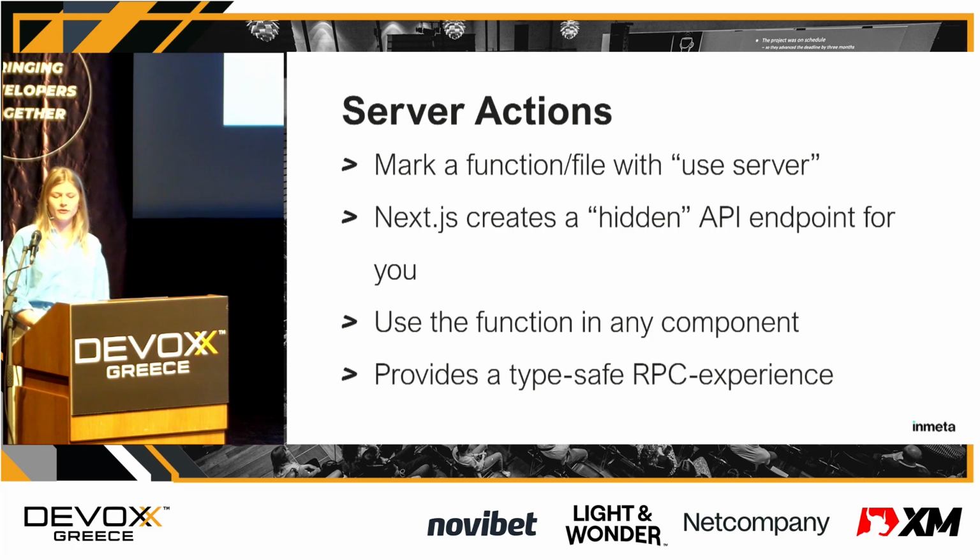It's simple. You mark a function or file with useServer, and Next.js will make a hidden API endpoint for you, allowing you to call it from anywhere, like from a client component, solving the problem of passing functions between the server and the client. And in addition, it gives you type safety between the server and the client through RPC.